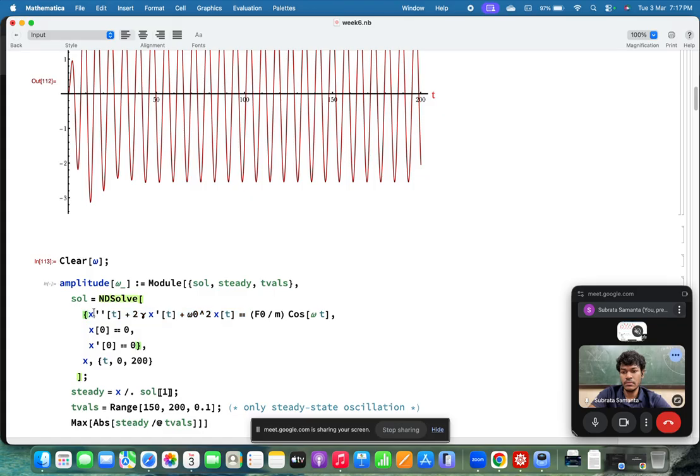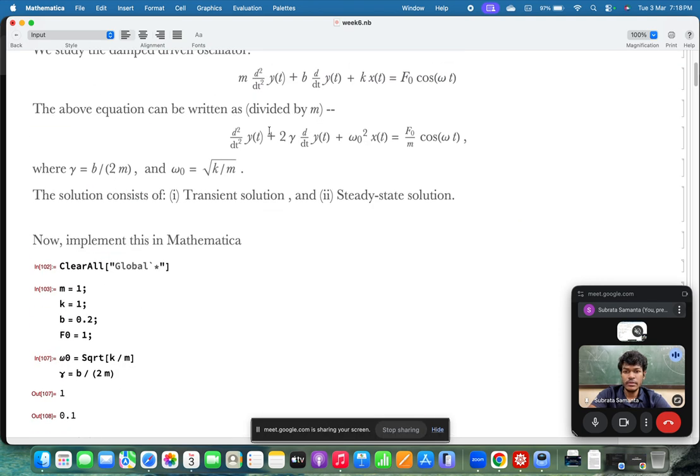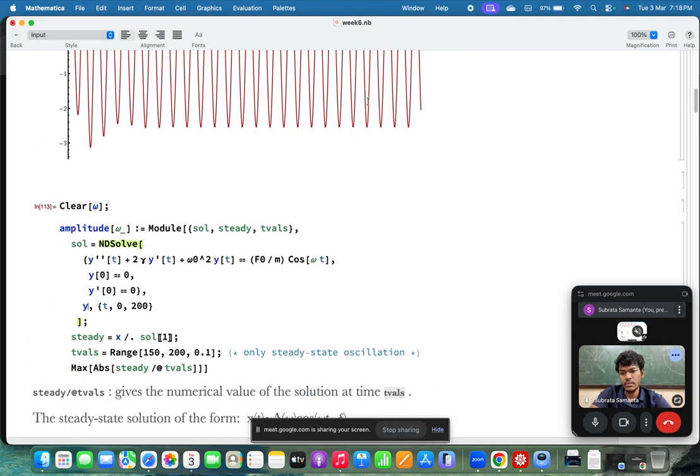Actually, it's better to put a y. I initially wrote x, but this is an equation of y, so we just write y instead of x. Because your equation is basically a function of y, but this is a dummy variable, so you can just change it to any variable. That's not a problem.